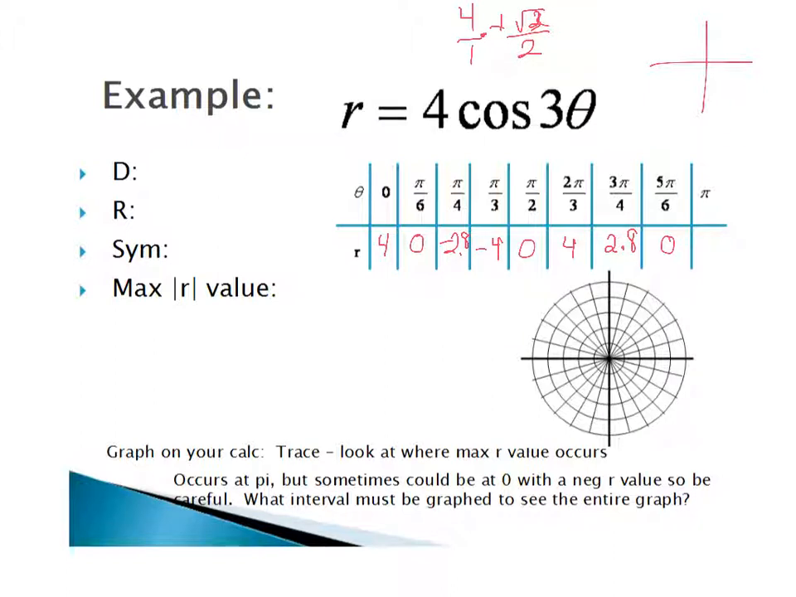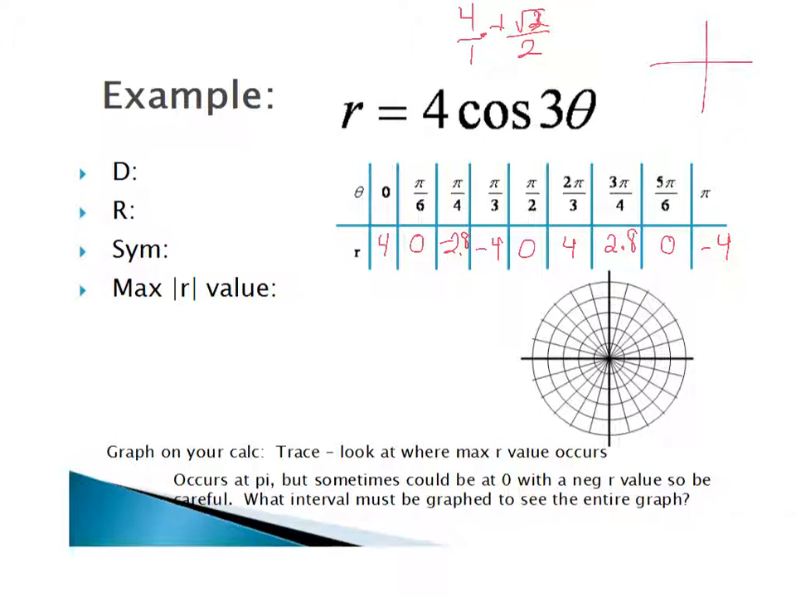Last one, pi. But I'm going to take it times 3. That's 3 pi. Well, that conveniently lands right back where I was. So 3 pi is right here. That cosine value is -1. Times 4 is -4. All right, so let's go plot this and see how this plays out and see if we have to extend our table.